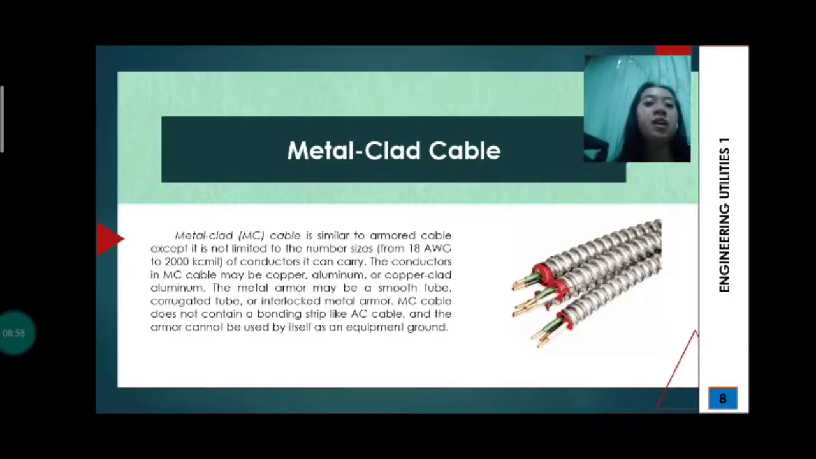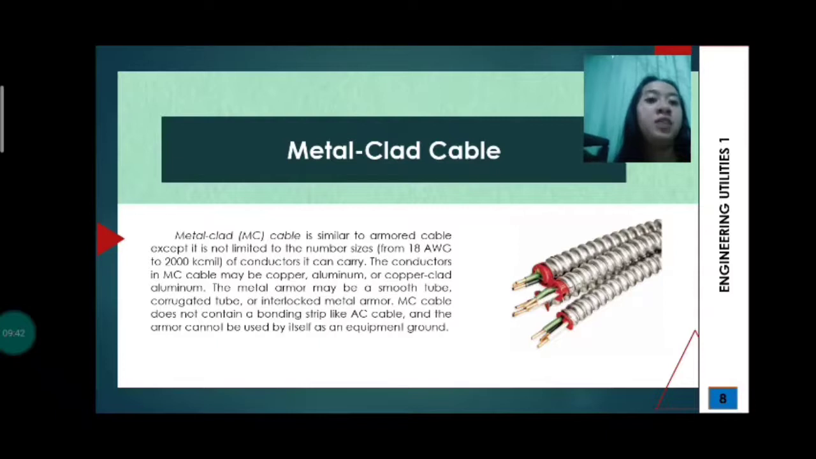Metal clad cable is similar to armored cable, except it is not limited to the number size. From 18 AWG to 2000 kcmil of conductors it can carry. So, metal clad cable has a similarity to armored cable, but the difference between the two is metal clad cable has no limit number of size, while the armored cable is from 14 AWG to 1 AWG.